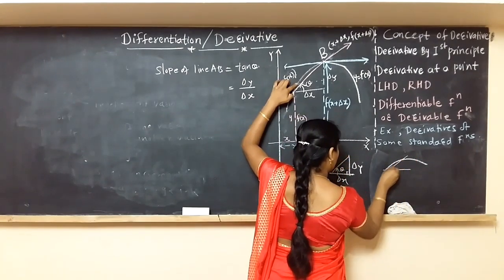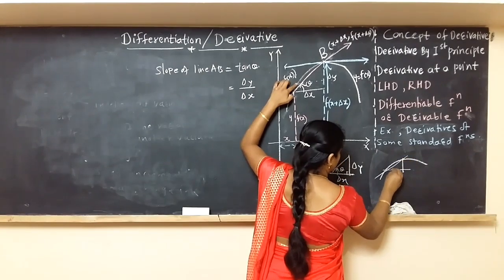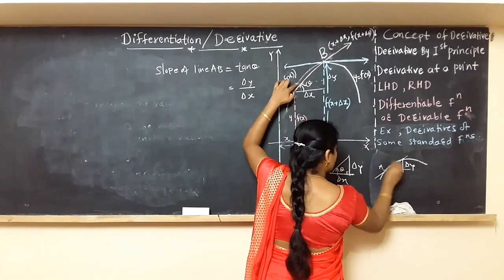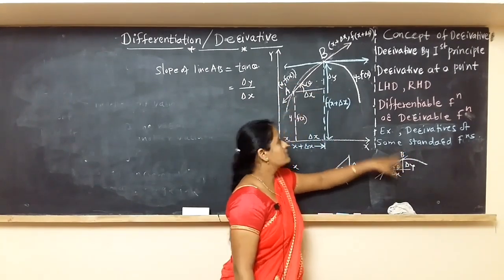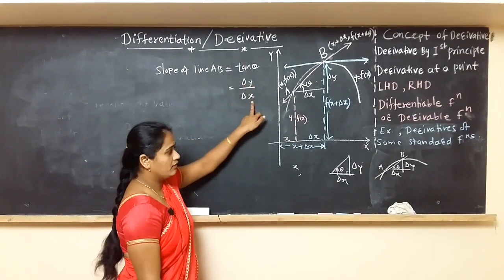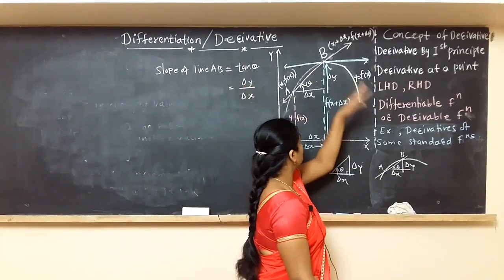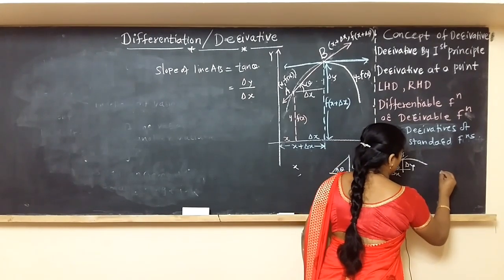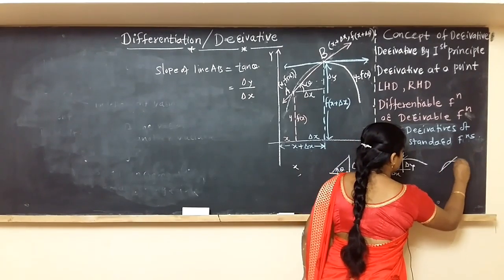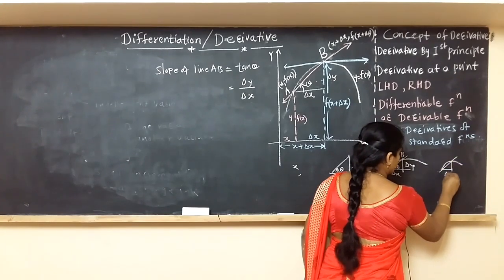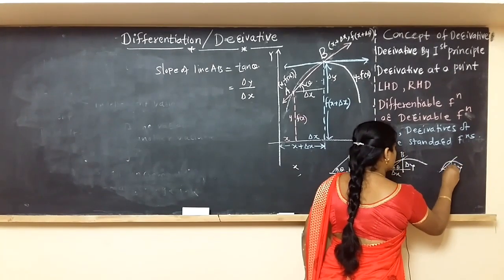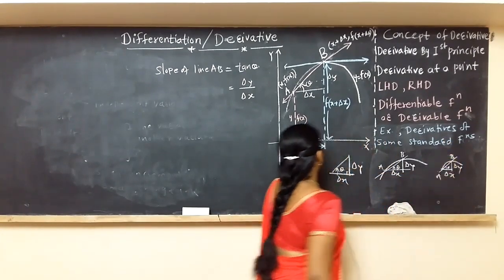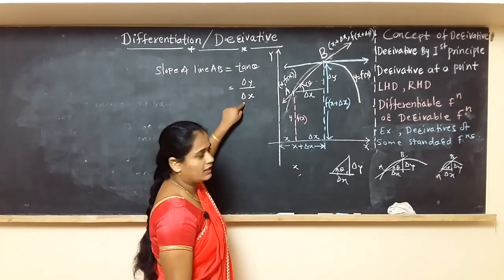This is our line AB. This is delta x, this is delta y, and this is again angle theta. In that case also, the slope of line AB is delta y by delta x. Again we move to the right of A towards B. In that case we get the line AB like this. This is delta x, this is delta y, this is our angle theta. The slope of line AB is the same, given by this formula, delta y by delta x.